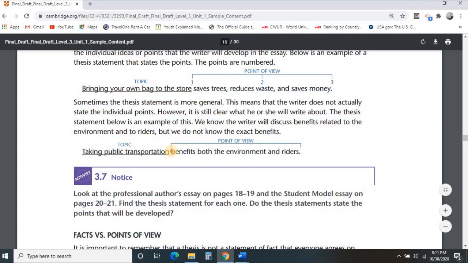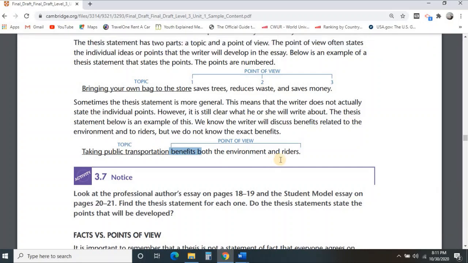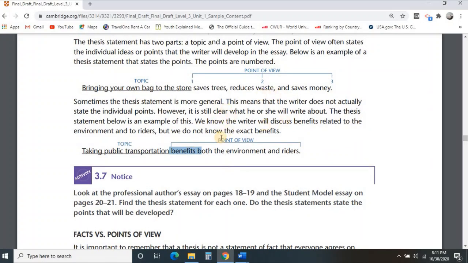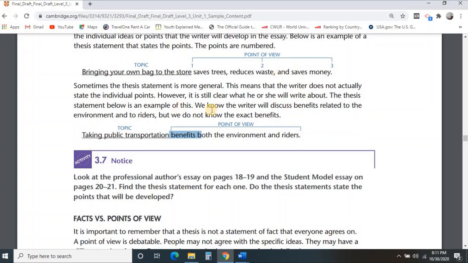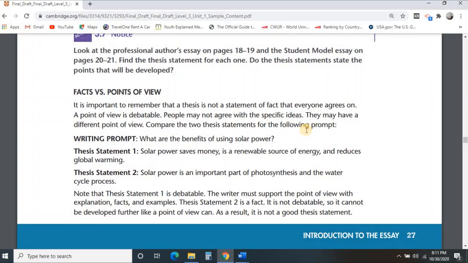However, here we don't know what benefits taking public transportation gives to both the environment and riders. So the reader will understand and learn about these benefits throughout the essay. So this is called an open thesis statement. And I think you learned about this before in one of the previous modules. Okay, so this is for the thesis statement. Now, let's talk about what comes after the introduction, which is the body paragraphs.